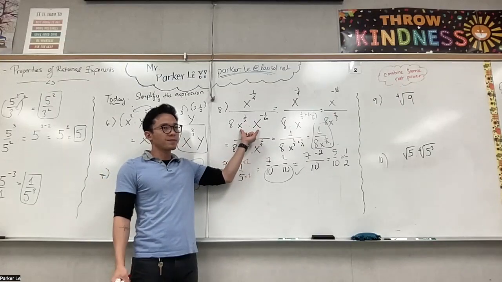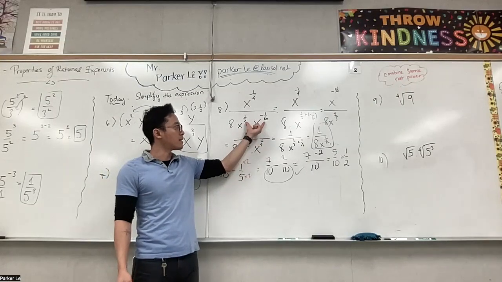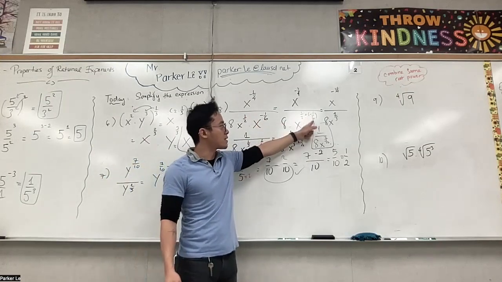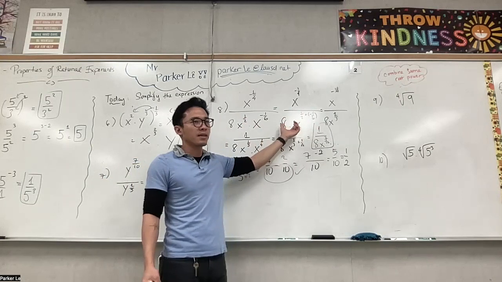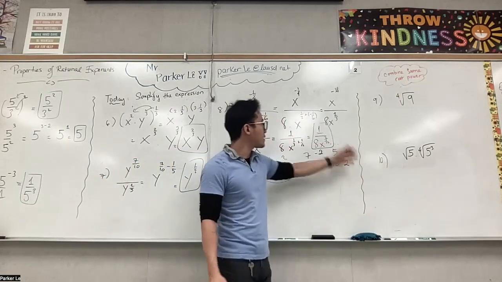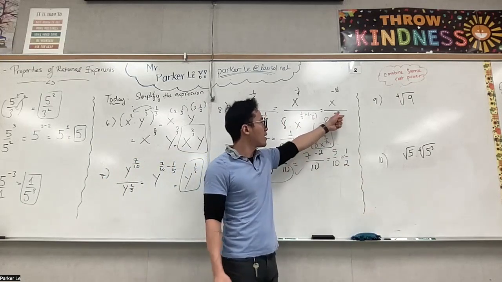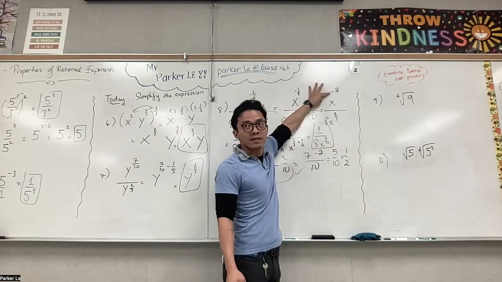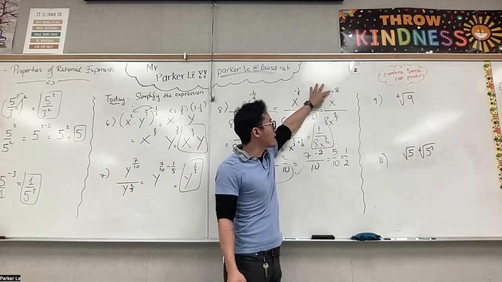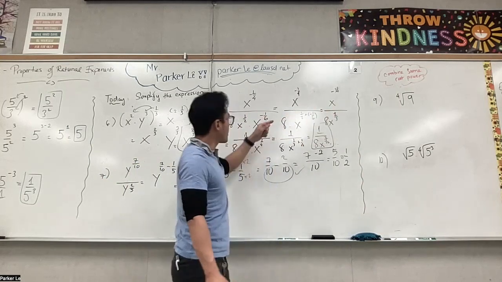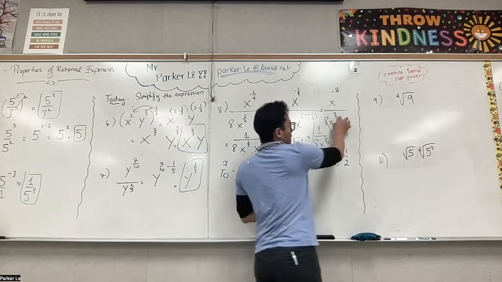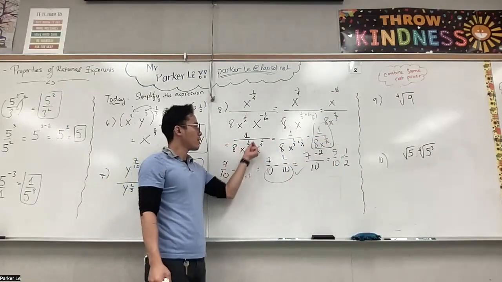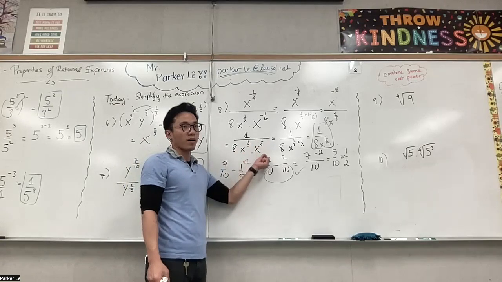Here, the numbers on the bottom are the same base, so I'm going to add the exponents. One half plus negative 1/6 is 1/2 minus 1/6. After calculating, I have 1/3. Then I see this power is negative, so I'm going to bring it down, or you can subtract them, still the same answer. Whatever works for you. So I bring it down, I have x to the 1/3 times x to the 1/4.